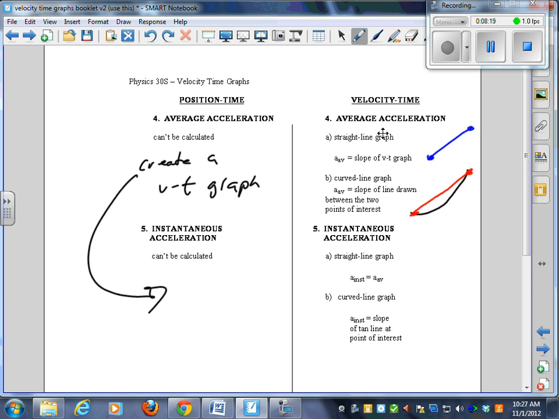Instantaneous acceleration, again, you're talking about slope at an instant. If it's a straight line graph, easy enough, find the slope of the line. And if you're given a velocity time graph with a curved line and you're trying to find instantaneous acceleration, well then we're talking about slope at an instant, and so we are talking about the tangent line. That is all you need to know in a nutshell. Well, more than a nutshell. Maybe a coconut shell.